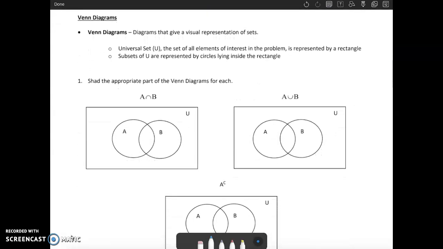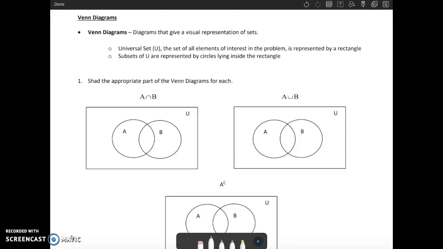Okay, Venn diagrams. You've probably seen these in various places before, but what they do is they give you a visual representation of sets. The universal set U is the set of all elements of interest in a particular problem, and it's represented by the rectangle. And then the subsets are represented by circles lying inside of the rectangle. So we can use Venn diagrams to visualize all of these different ways that probabilities and sets can occur and overlap and things like that.